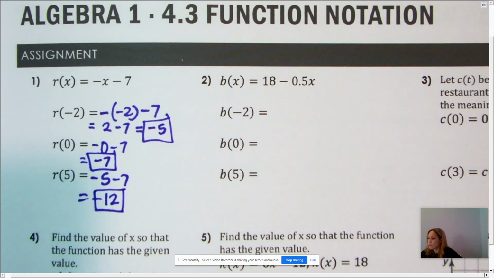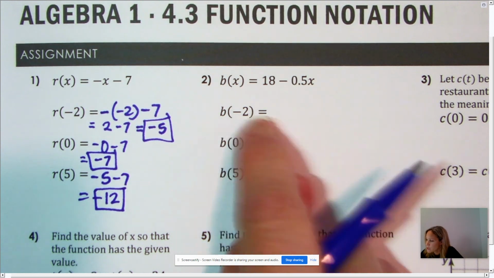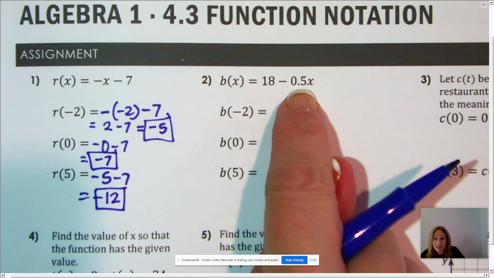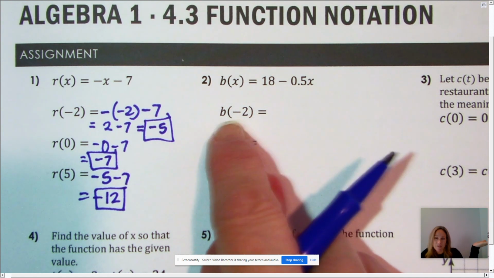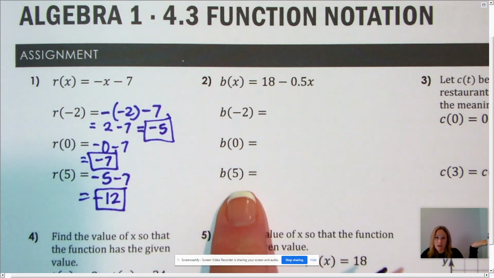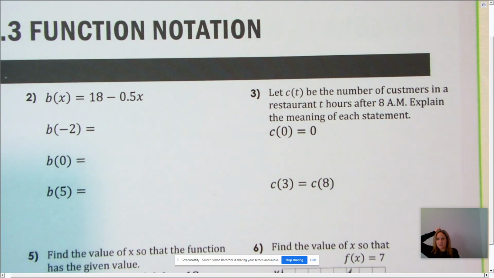Okay, so question number 2, you guys are going to try on your own. Remember that you're just plugging this in for x. And this 0.5 is the same thing as just saying half. What's half of 2? 1. And because it was a negative, it would be negative. Okay, what's half of 0? 0. What's half of 5? 2.5, 2.5.